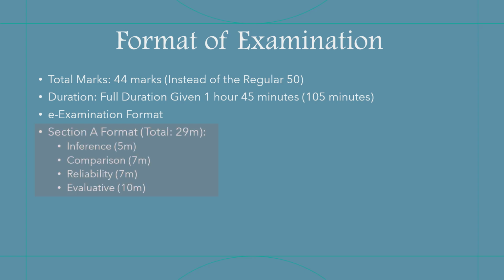Now, for Section A format, which is your SBQ, usually it is 35 marks in total, but now it is 29 marks only. And for all of you to understand, the first question is usually the inference question, which is 5 marks, followed by a comparison question between two sources, which will be 7 marks, a reliability question of a particular source as well, which will be 7 marks, and finally the new thing, which I will be teaching you more in depth, called the evaluative question, 10 marks.